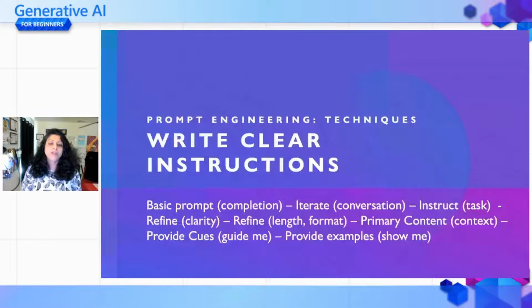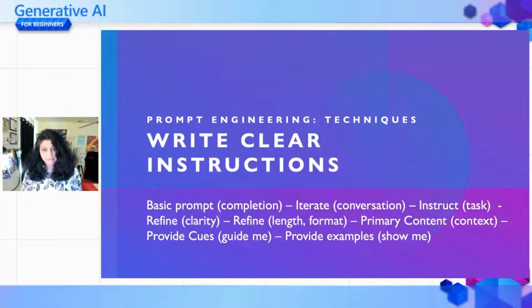Over here, we're going to look at the first, high-level principle, which is start by giving your model clear instructions. We're going to go through a bunch of demos here, back to back. First, we'll start with the basic prompt, just let it complete it. Then we'll iterate on it with conversation. Then we'll instruct it. We'll make it clearer by giving it specific instructions, refining it for the specifics of the task, the format, the length. Then we'll try something called primary content to see if we can stop the fabrication or ground it in real data, look at cues, and finally look at something interesting called few-shot prompting, or providing examples.